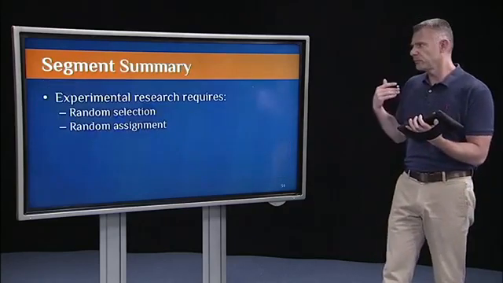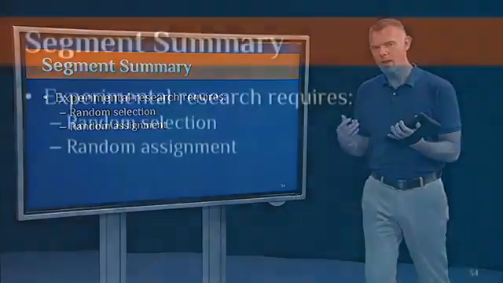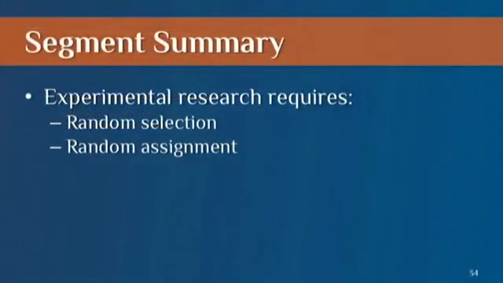So to recap, experimental research requires and critically depends on this idea of randomness. One, random selection from the population so that our sample is randomly selected. And two, random assignment to conditions so that we have similar types of samples across the conditions in the experiment.